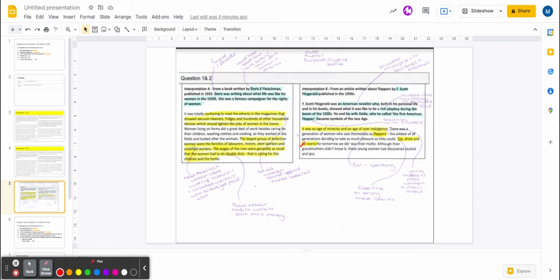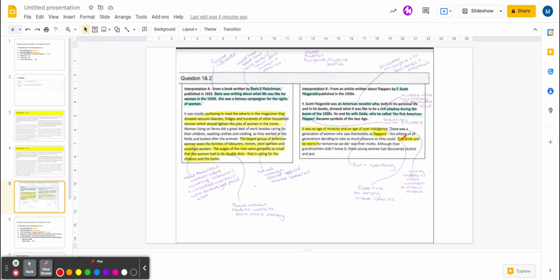I've said that interpretation B is very different because it's talking about the fun side of the 1920s, and it's talking about how people would spend their money. It specifically mentions flappers, who we know are young middle class women who live in urban areas, so the cities.